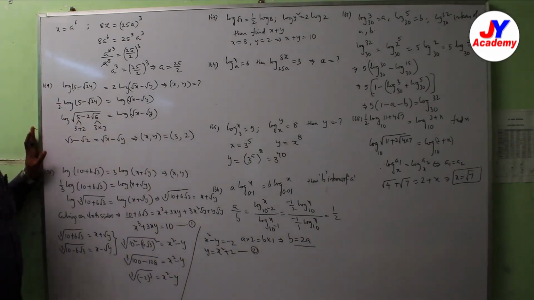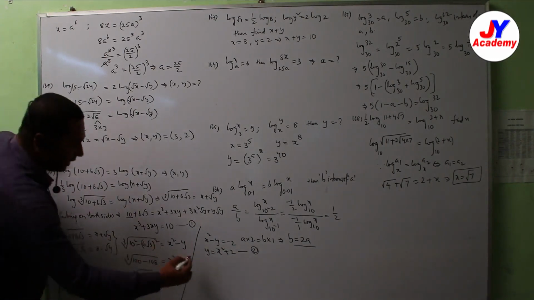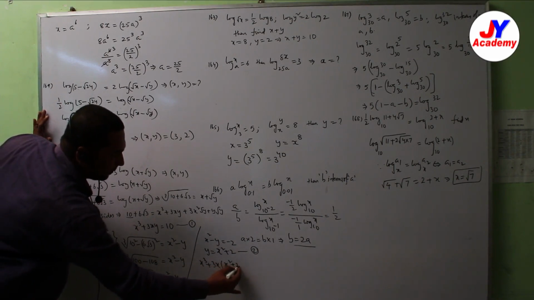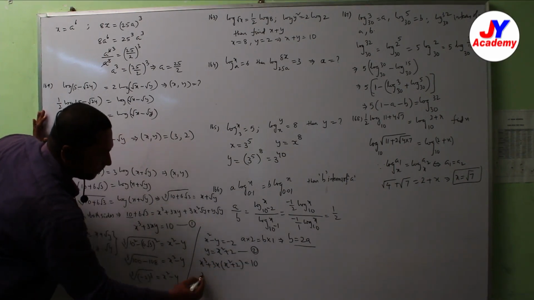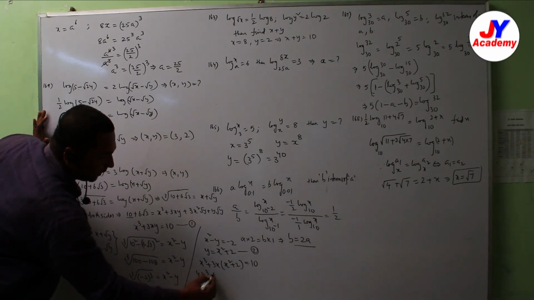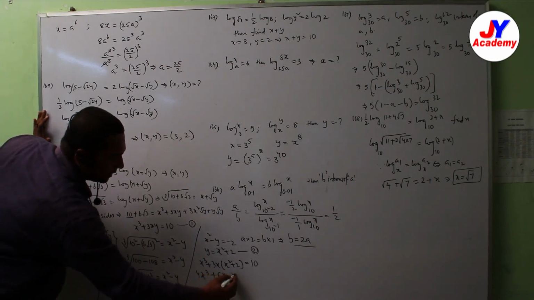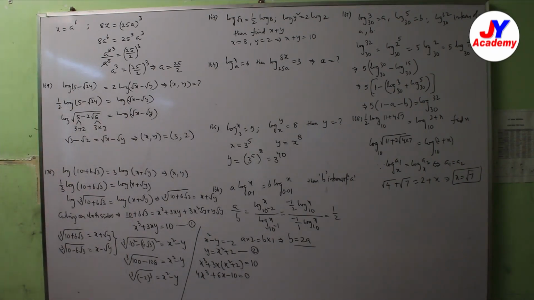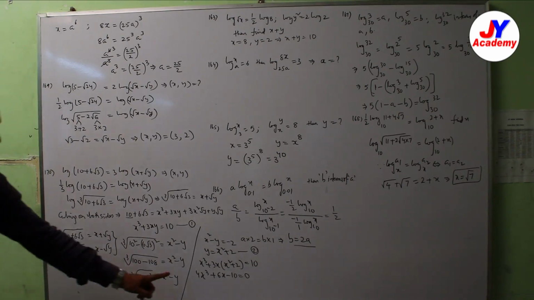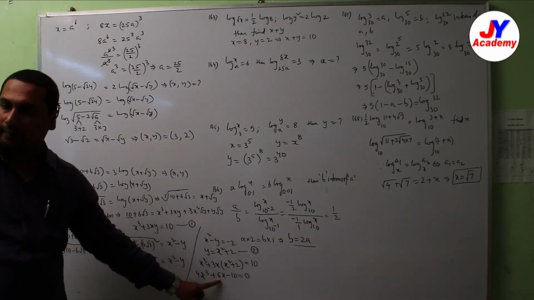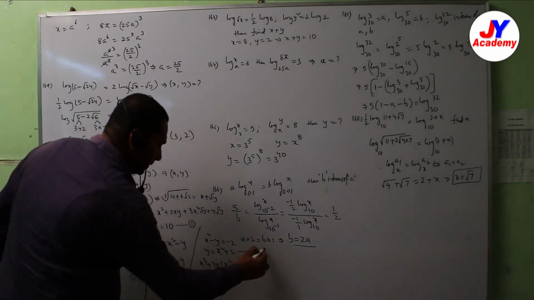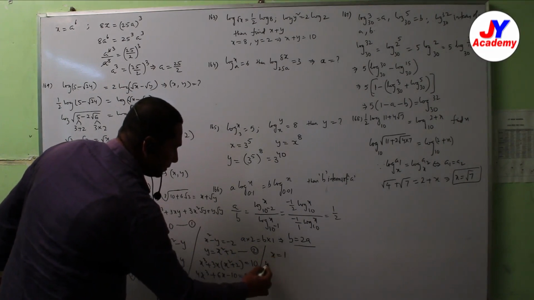So now we are going to solve the first equation and the second equation. So x cube plus 3x into (x square plus 2) is equal to 10. 4x cube plus 6x minus 10 is equal to 0. So now it is going to be factorized. Consider x is equal to 1. What will we get here? 4 plus 6, 10 minus 10 satisfies. So x is equal to 1.